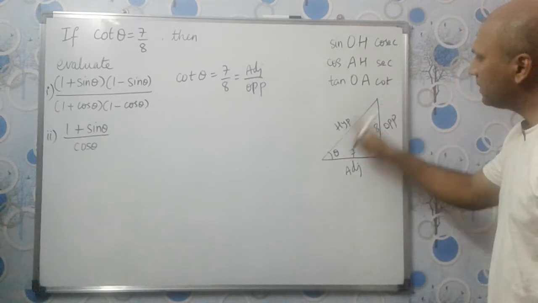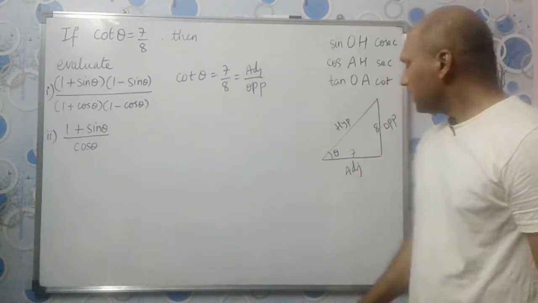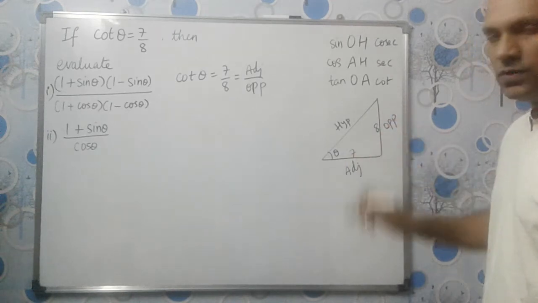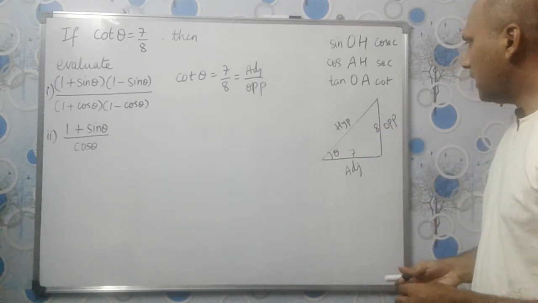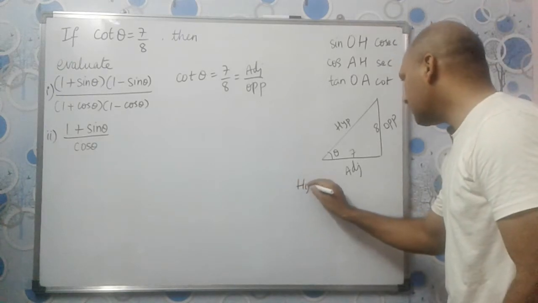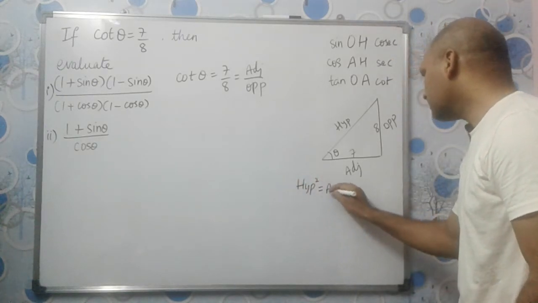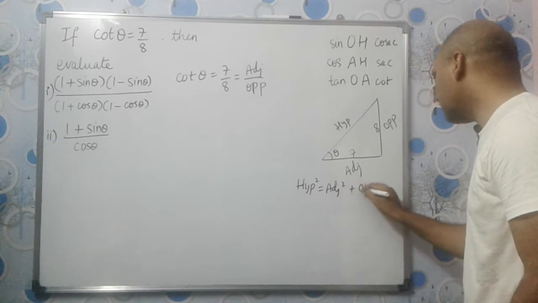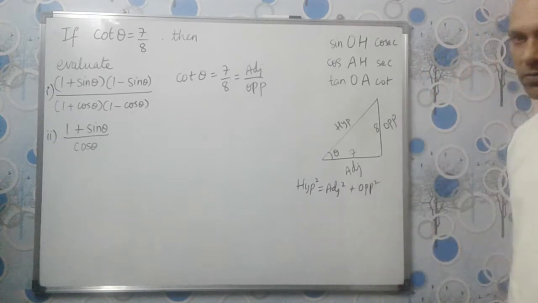So 7 and 8, the third side we need to find. In a right angle triangle we have two sides, we need to find the third side. How can we find it? Using Pythagoras theorem, right? So let us apply Pythagoras theorem. Hypotenuse square is equal to adjacent square plus opposite square. This is Pythagoras theorem, right?